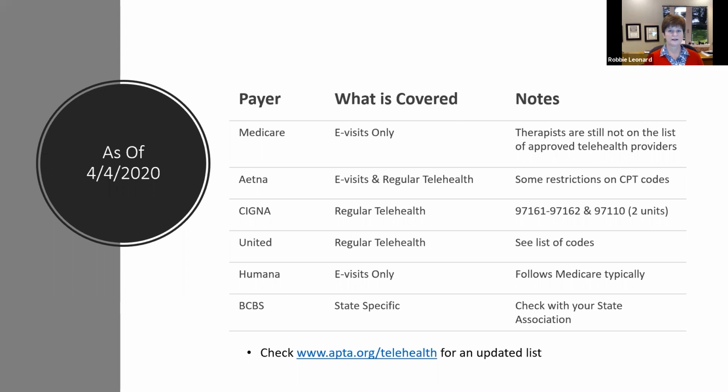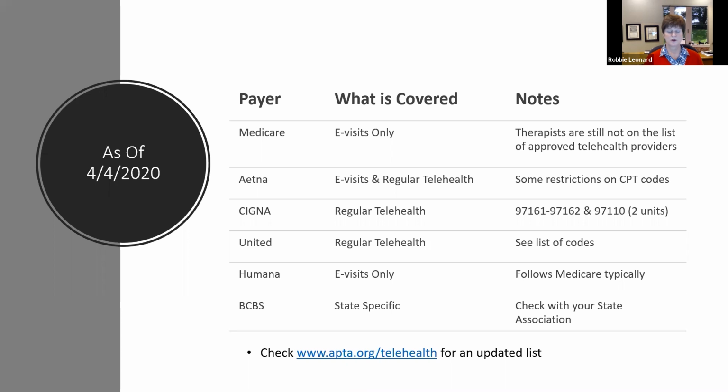Humana, currently, as it stands right now, is only covering e-visits, and they typically follow Medicare. So if Medicare changes their mind and adds therapists into the list of approved telehealth providers, I would expect Humana to follow suit. I can't say that for certain.